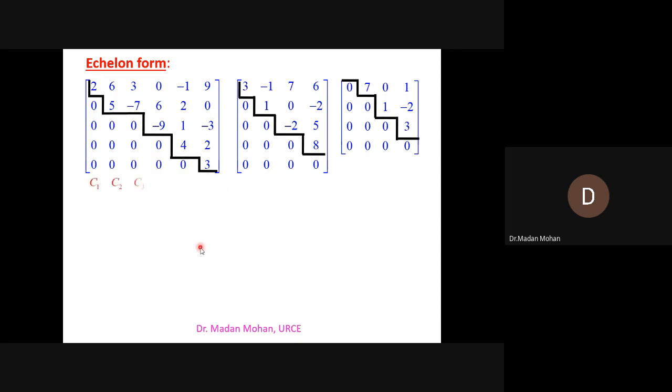Now, observe the definition. The definition of echelon form, I had given in my previous slide. The first condition is all the non-zero rows, if any, precede the 0 rows. A 0 row means all are zeros in that row. If at least one entry is not equal to 0, it is a non-zero row.